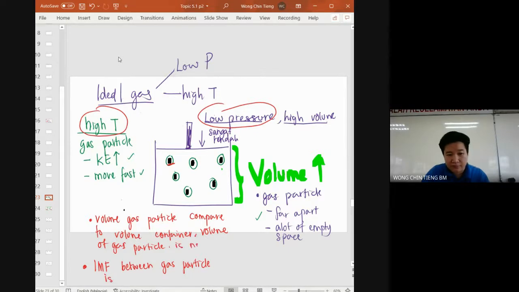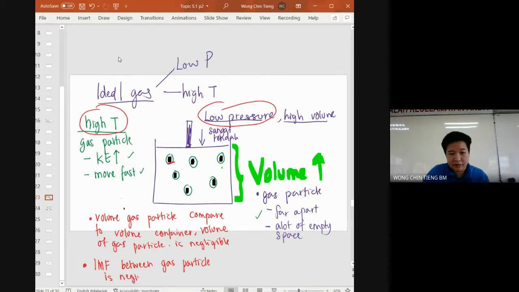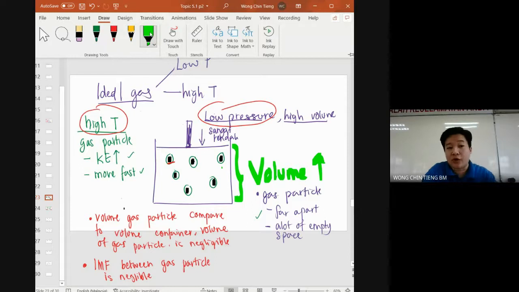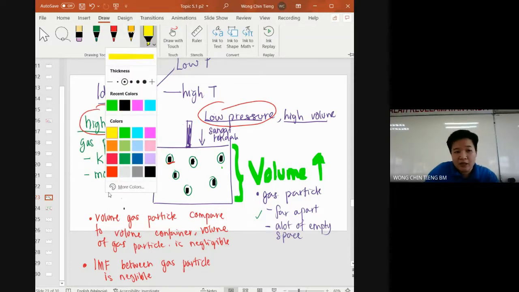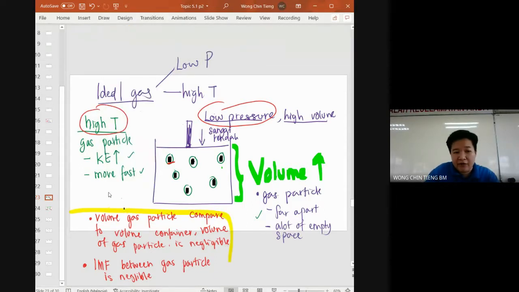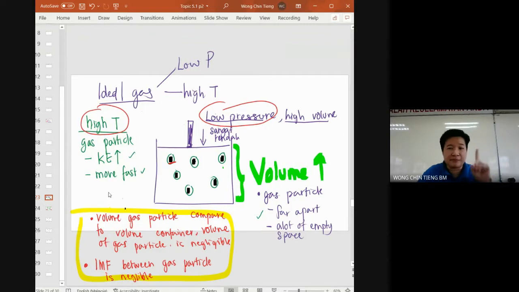Is negligible. Tertinggal pula boleh. So, dua conclusion ini, ataupun I wouldn't use the word conclusion, is a behavior. Dua behavior of your ideal gas is because of both conditions: the high temperature and the low pressure that your gas needs to behave ideally.